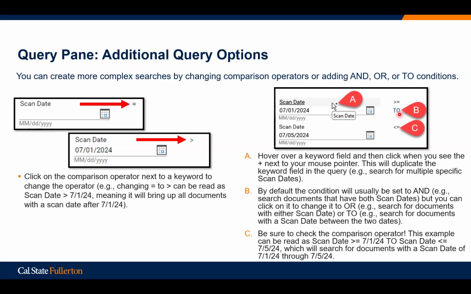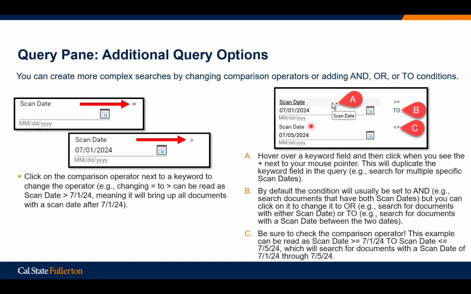Typically it will default to "and," but you can click on it to change it, because depending on what you're doing, "and" may or may not make sense. In the case of scan date, it doesn't really make sense to say I want the scan date to be this and that with two different dates, because hopefully each document only has one scan date associated with it. So I clicked on it to change it to "or," and it actually automatically changed to a greater than or equal to and a less than or equal to for these. But again, I can change the comparison operators.